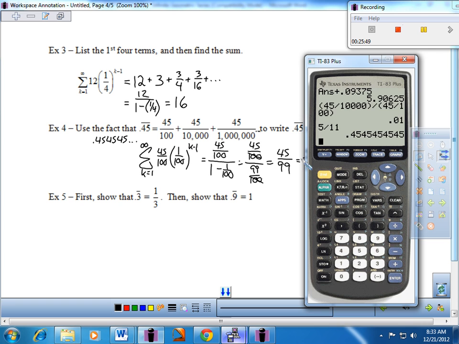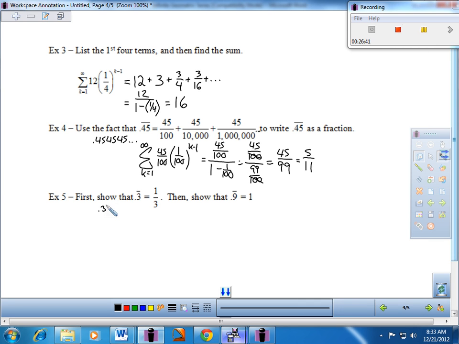So example 5. First, show that 0.3 repeating is 1/3. Okay, well, we all know, I'm going to do it right up here. Let's go the other way. There's 1/3, 0.3 repeating. But let's go in reverse there. Let's show that 0.3 repeating really is 1/3. And then we'll take a look at that second piece. Goodness. All right, are you ready?